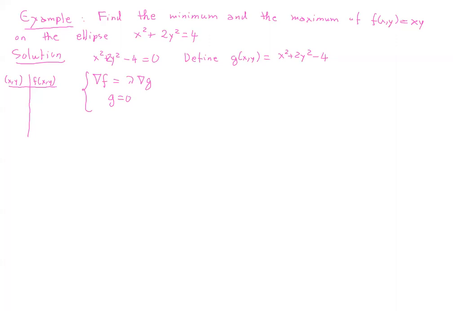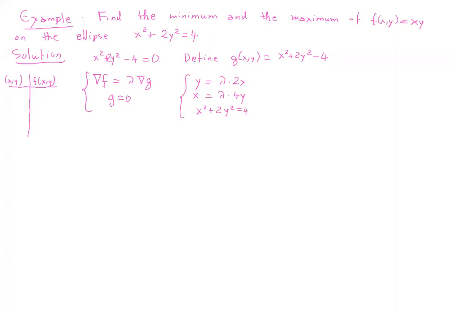So the partial derivative of f with respect to x is y, which is equal to lambda times the partial derivative of g with respect to x, which is 2x. And the partial derivative of f with respect to y is x, which equals lambda times the partial derivative of g with respect to y, which is 4y, and x squared plus 2y squared is equal to 4.